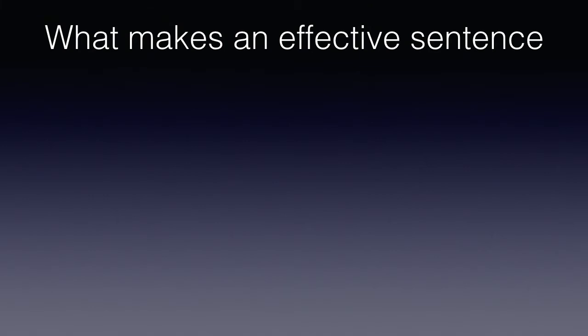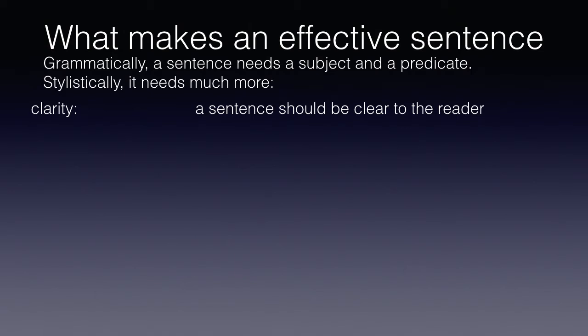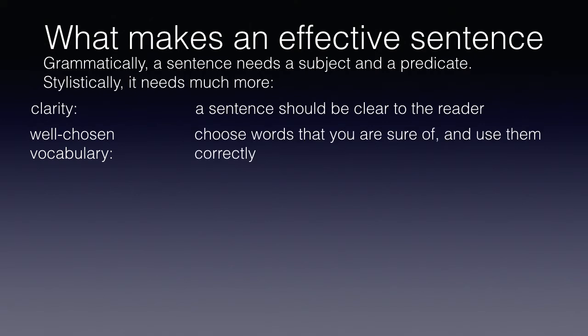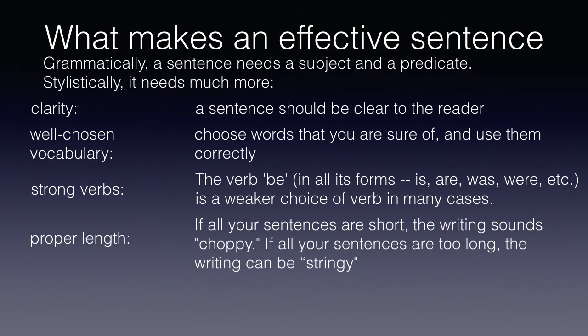Although there are basic rules of grammar, good writers find ways to express themselves through writing in different ways. Grammatically, a sentence needs a subject and a predicate. Stylistically, it needs much more. A sentence should be clear to the reader. We have to choose words that we are sure of and use them correctly. The verb be in all its forms is a weak choice of verb in many cases.